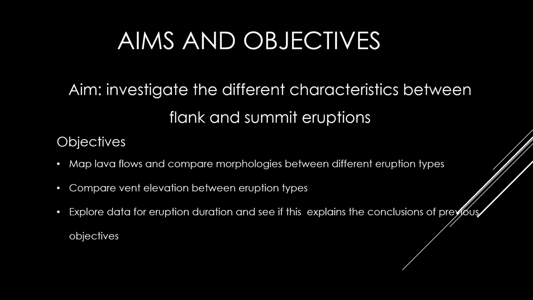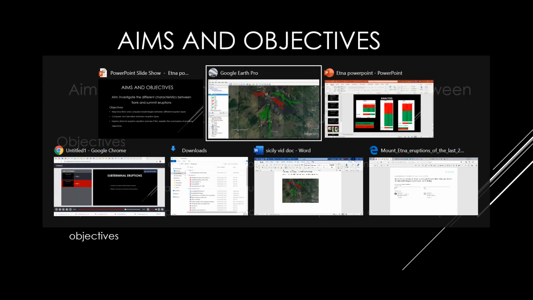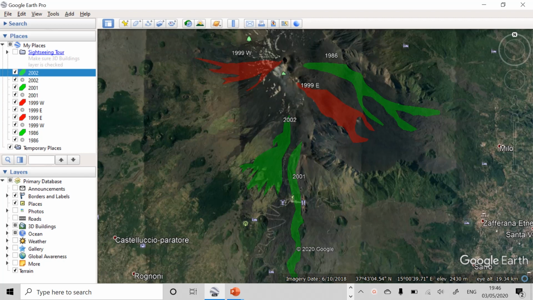In terms of our first objective here, you can see we've mapped the lava flows in Google Earth. When looking at the originating locations of the lava flows, it can be seen that the summit eruptions exclusively erupt from the summit craters, the southeast crater here being next to 1999 east eruption originating point, and the northeast crater up here by the 1999 west originating point.